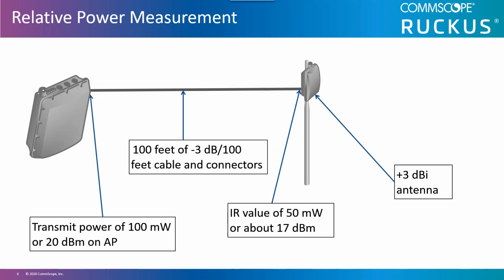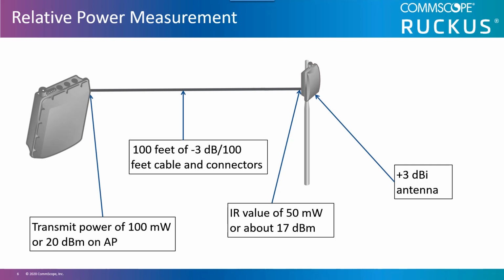In the field, it is easy to convert everything to dB, then simply add and subtract. So you don't have to worry about milliwatts versus decibels measured or decibels measured against an isotropic radiator. For example, 20 dBm, which is what we're transmitting at our radio, minus the 3 dB of loss per 100 foot cable, plus the gain of the antenna of 3 dB will take us back to our original 20 dBm or 100 milliwatts.